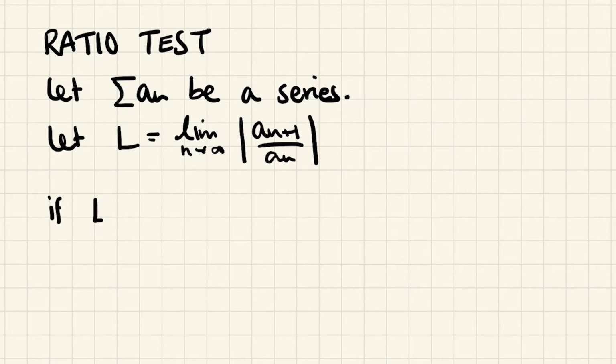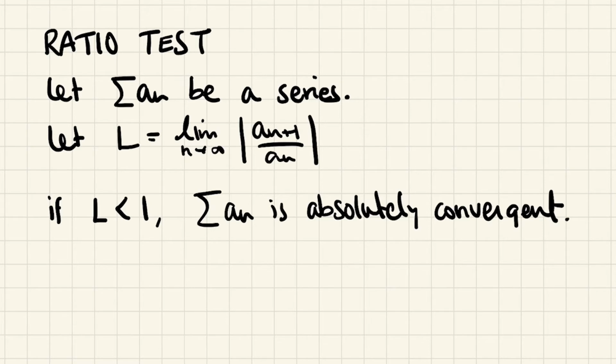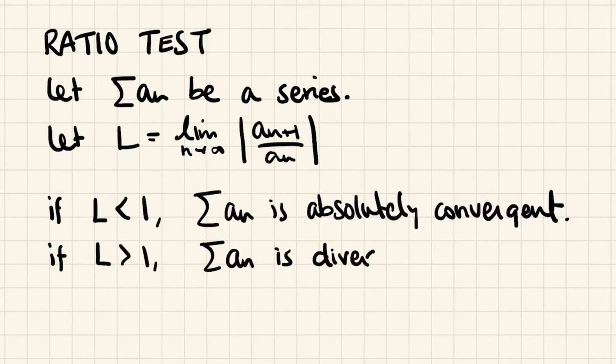Well, if L comes out to be less than 1, then the original series is absolutely convergent. So that alone is a very powerful conclusion. If L is greater than 1, then the series is divergent. And if L is equal to 1, now this is the one problem with the ratio test, then the ratio test is inconclusive.